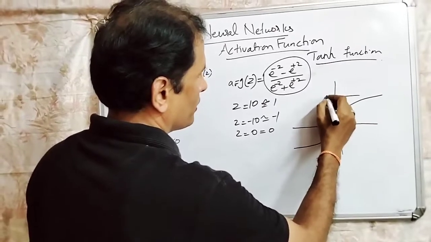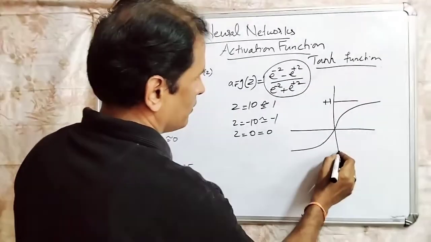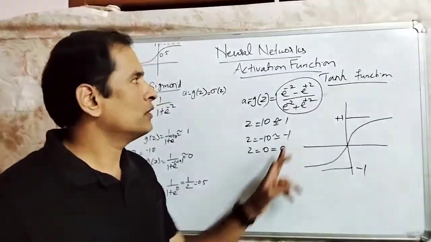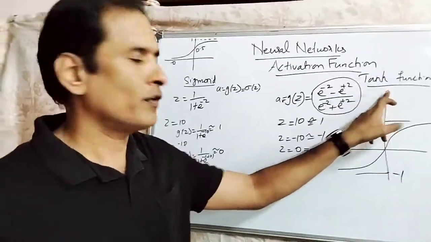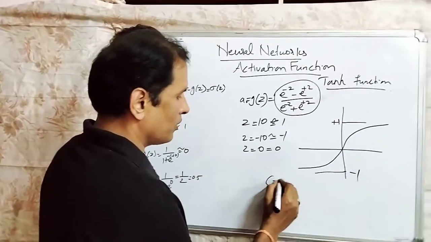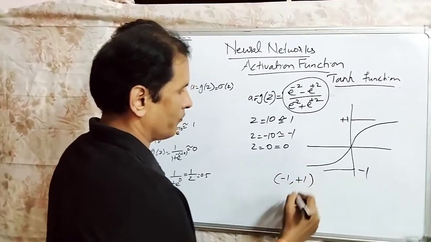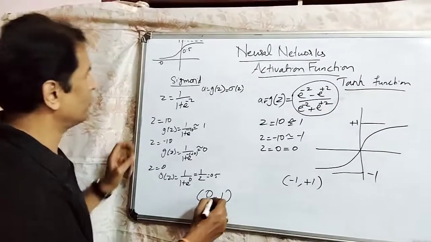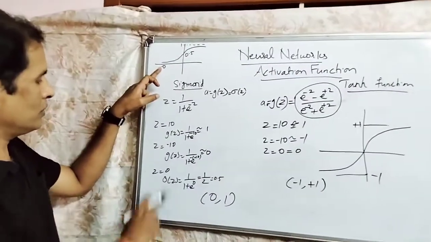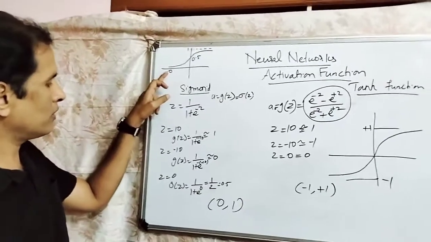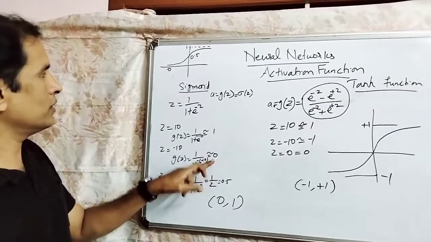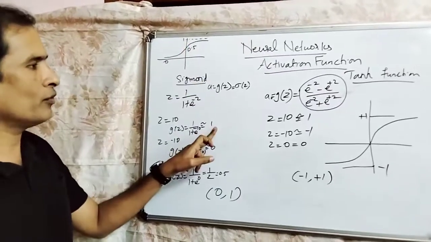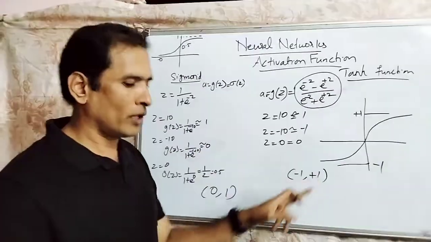So this is plus 1, whereas this is minus 1. So this particular tanh activation function has a value range between minus 1 and plus 1. Whereas in the case of the sigmoid function, the range will be between 0 and 1, because when the value of z is negative, then g of z will be equal to 0. When it is a larger value, then you will get a value of 1. So this is about the tanh function.